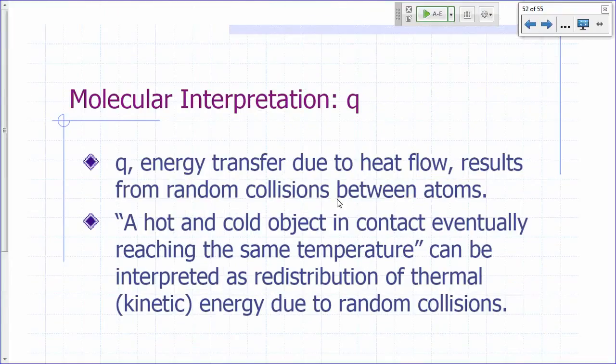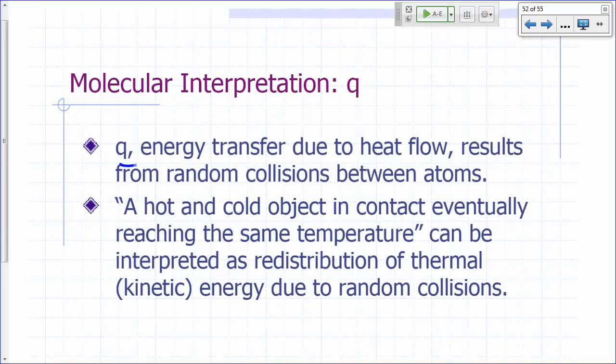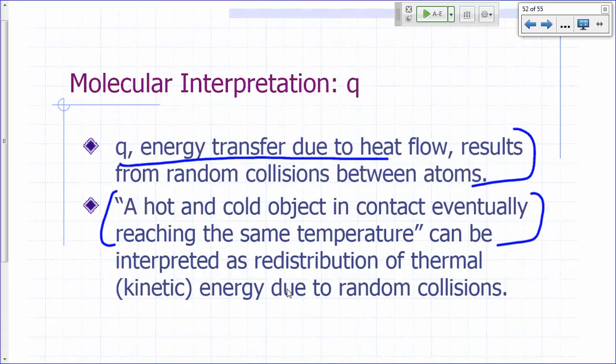Any change in potential energy just becomes the opposite change in kinetic energy. Now, Q is the energy transfer due to heat flow that results from random collisions among atoms. A hot and cold object in contact will eventually reach the same temperature because of these random collisions between the atoms. Your energy just gets redistributed. So it's random redistribution of energy. That's what heat flow is all about. Atoms in contact are always moving, they collide with each other, and the energy just spreads out. That's just the natural tendency for energy to be dispersed.